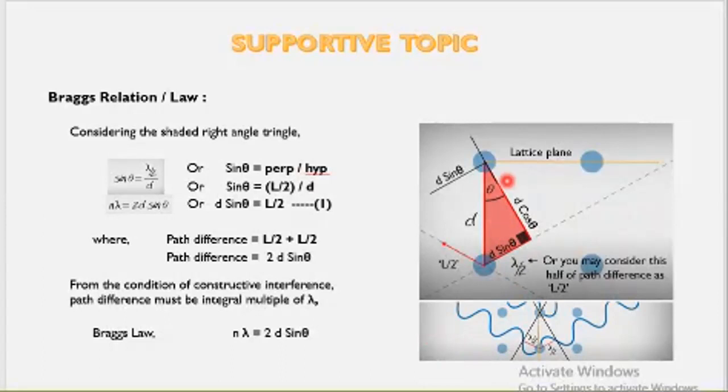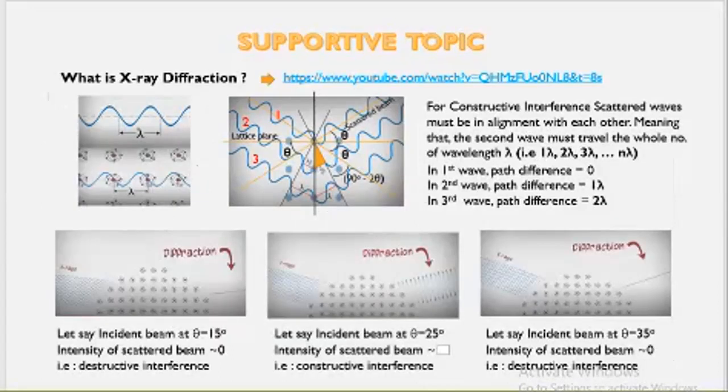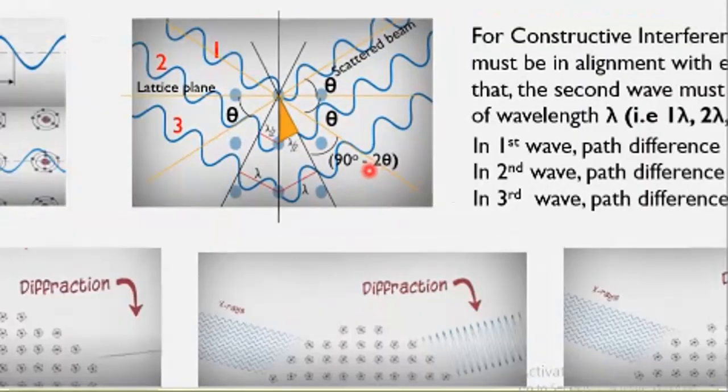How can we assign this angle to this theta? We have to go to this slide again. We have assumed earlier that the angle between the incident wave and the lattice plane is theta. So if this angle is theta, then the angle between the scattered beam and the lattice plane is also theta.